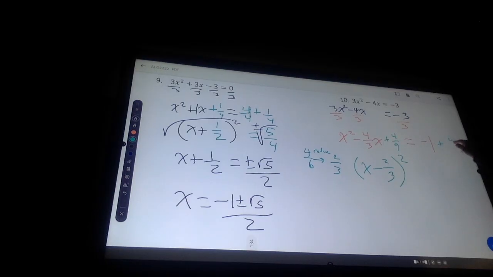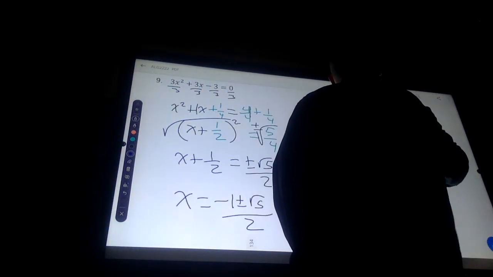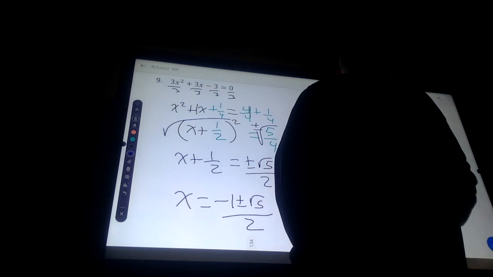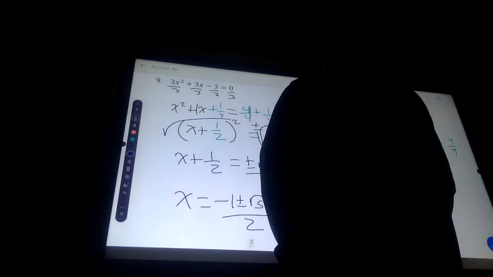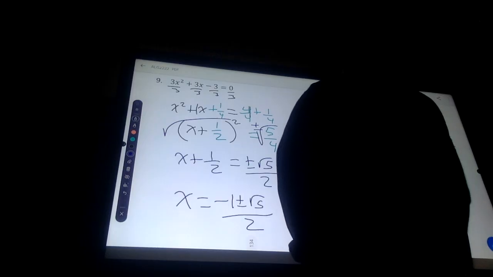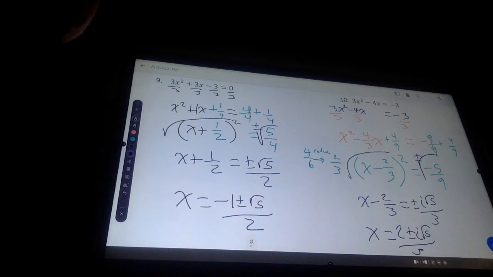I'm going to make negative 1 negative 9 over 9. That's the same thing as 1. That's going to give me negative 5 over 9. Now we're ready for our famous root. Don't forget the plus minus. So I'm going to get i root 5 over 3. Add 2/3. Keep it as one fraction. Done. That's it. That is it.